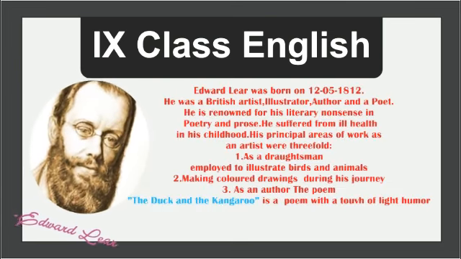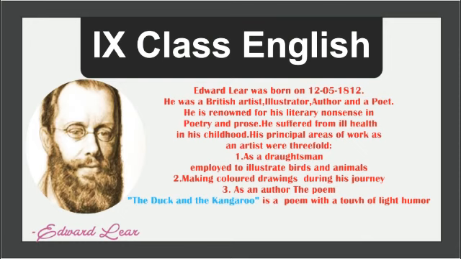Edward Lear was born on 12th May 1812. He was a British artist, illustrator, author, and a poet. Illustrator means an artist who makes illustrations. Illustrations means art in books or magazines. So he was an illustrator, an author. Author, you all know very well, is the one who writes articles, stories and all.